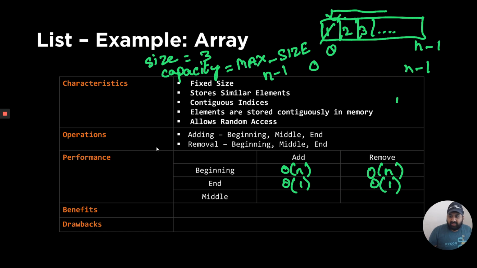Finally, let's talk about adding in the middle. Adding in the middle will work similarly to the beginning add, where we want to shift the elements on the right of the middle. So in that case, it would again be O of n, and removing would similarly be O of n.